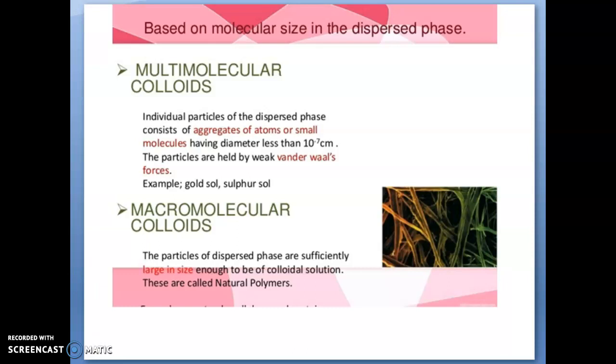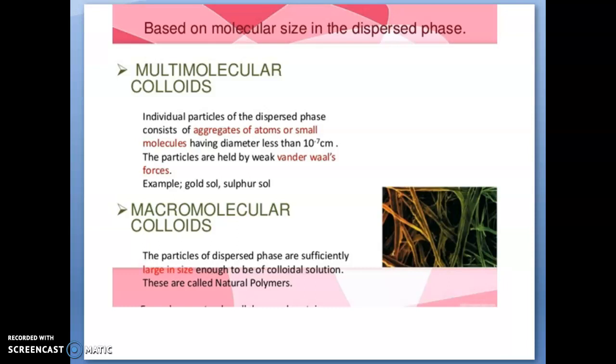The next classification is based on the molecular size in the dispersed phase. The first one is multimolecular colloids. In these, individual particles of the dispersed phase consist of aggregates of atoms or small molecules having a diameter less than 10⁻⁷ centimeter. The particles are held together by weak van der Waals forces.